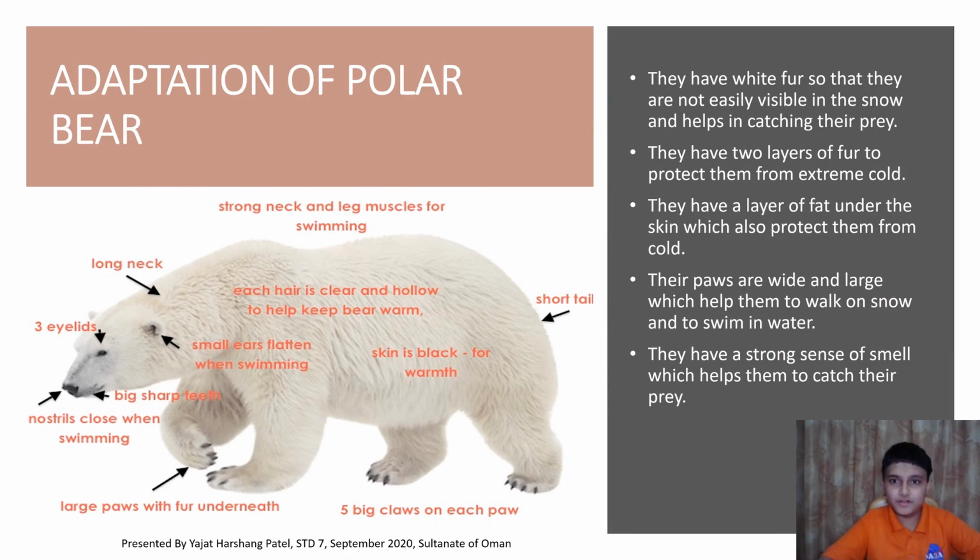Adaptation of polar bear. They have white fur so that they are not easily visible in the snow and it helps in catching their prey. They have two layers of fur to protect them from extreme cold. They have a layer of fat under the skin which also protects them from cold.